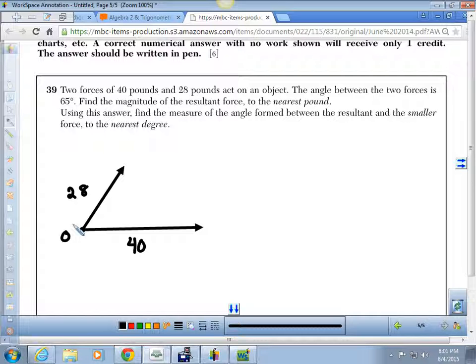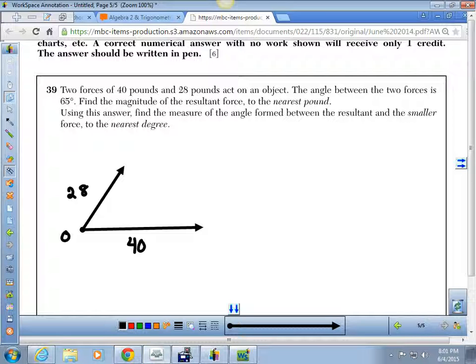Well, folks, where is that object actually going to go? Does it follow straight line to the 40-pound force? Does it follow straight line to the 28-pound force? Where does that object actually go? Kind of in between them. Now, is it going to go closer to the 40-pound force or closer to the 28-pound force? Closer to the 40. Why?